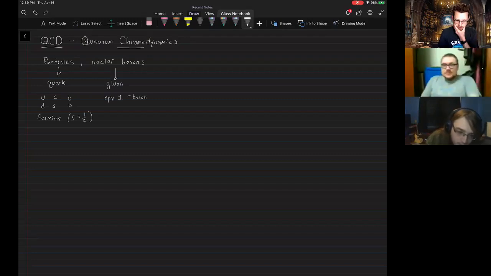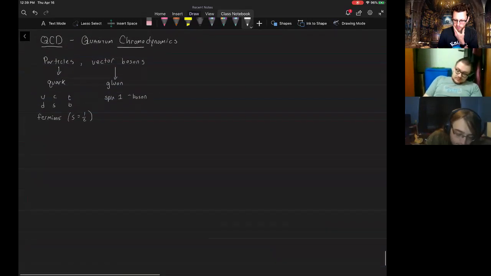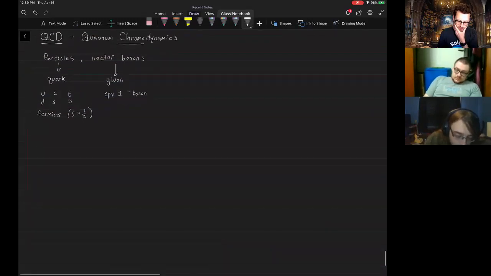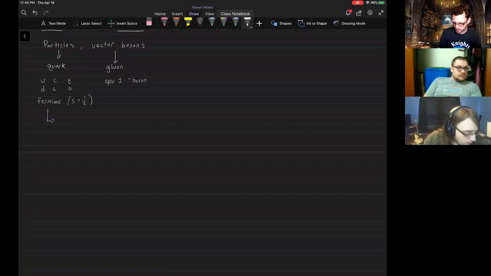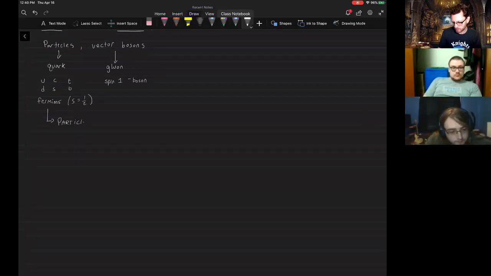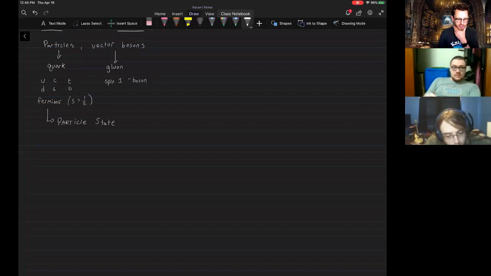So that's all well and good. That looks similar to what we had for QED. So how are we going to describe, let's focus on the particle states, how are we going to describe the particle states in this theory? Well, they are still spin 1/2 fermions, so they're still going to be described in terms of their spin states. So we're going to describe them in terms of Dirac spinors.